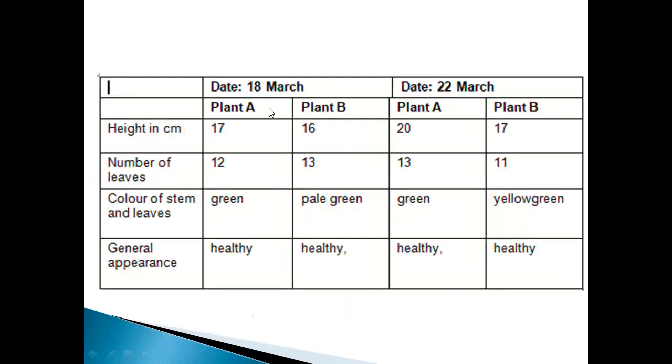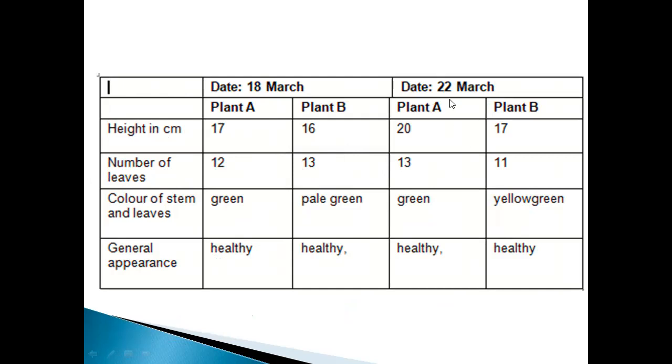Date 18. Again, I'm telling you, keep in mind where I put plant A and where I put plant B. You can see from your book. Height in centimeters, plant A 17, plant B 16. You can see now it's going down. Number of leaves 12, 13. Color of stem green, pale green, a little bit light green. General appearance, both still healthy.